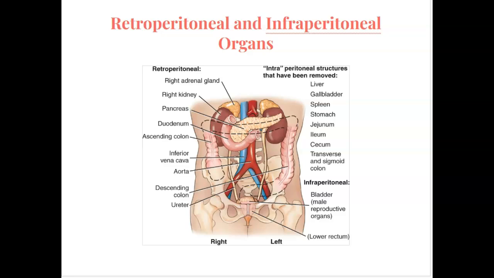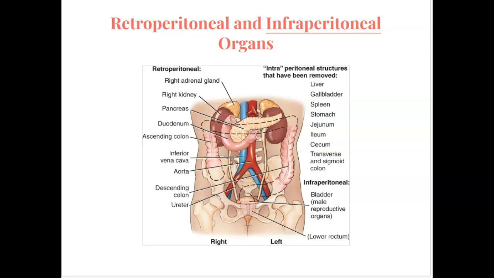This picture in front of you is breaking up the organs into 3 different categories: retroperitoneal, intraperitoneal, and infraperitoneal. If we start with intraperitoneal organs, those organs are going to be within the abdominal cavity and partially or completely covered by some type of visceral peritoneum. Those are liver, gallbladder, spleen, stomach, jejunum, ileum, cecum, transverse colon, and sigmoid colon.